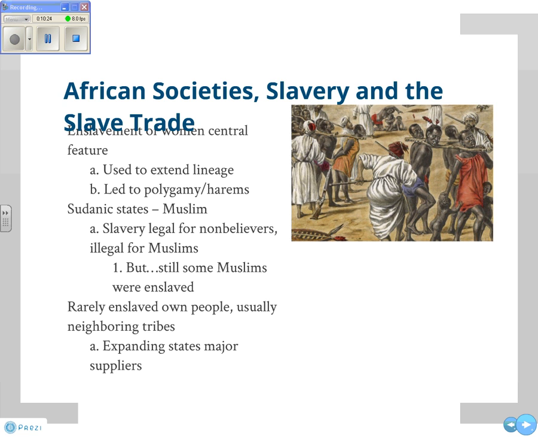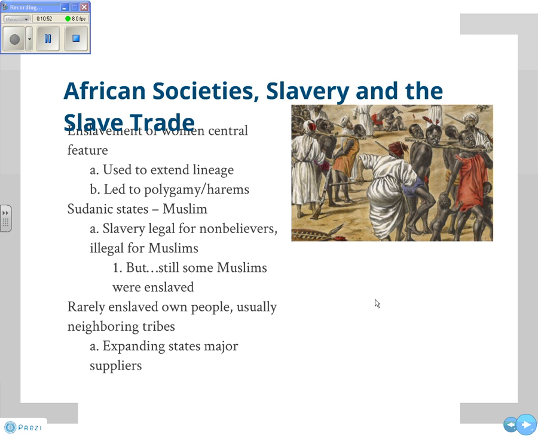Now, why do you think it is, guys? Why would an expanding state, in other words, an African state that is conquering more and more groups, why would they be a major source of slaves? That's right. Because you remember that when you conquer people, one of the rewards of conquering groups was you get to take more slaves.